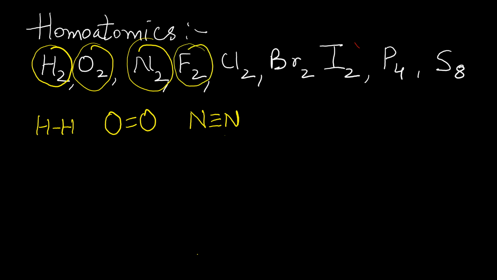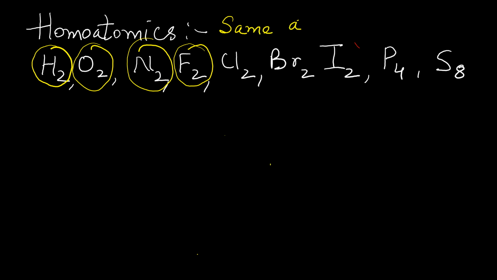In all the previous examples, there were at least two different non-metals bonded to each other, SO2, CO2, H2O, like that. So here we have two same atoms bonded with each other. So these are called homoatomics. So homoatomics means same atoms bonded to each other.